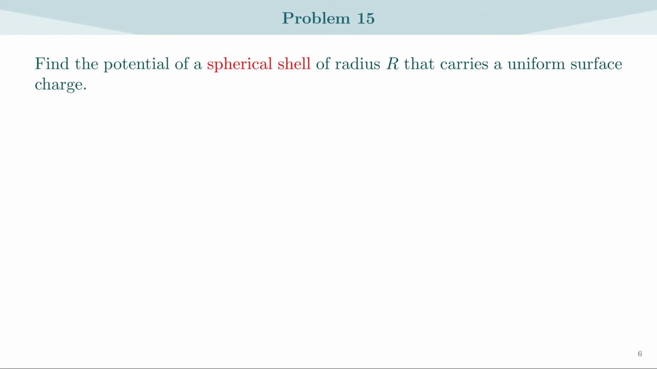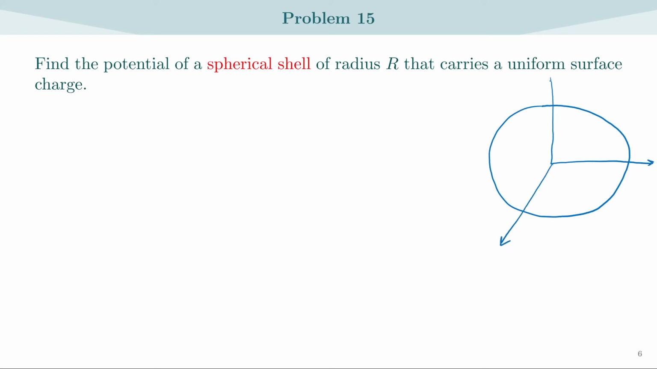Now let us do problem number 15. Find the potential of a spherical shell of radius R that carries a uniform surface charge. We have already done this problem earlier, but in a different approach. This time, we'll do it using the formula for potential. Let us assume a spherical shell. Fix the coordinate system. This is x, this is y, and this is z.